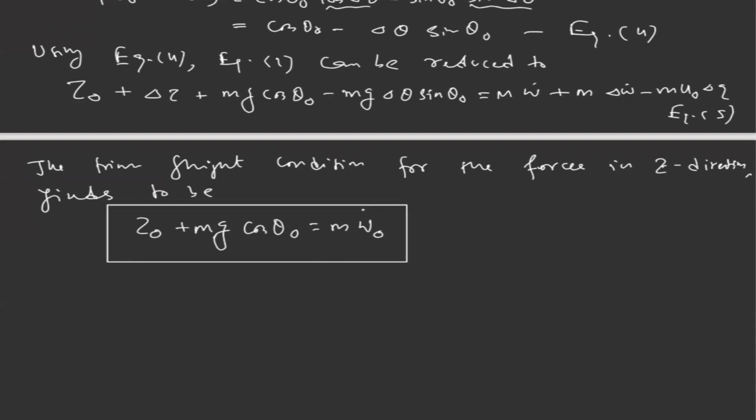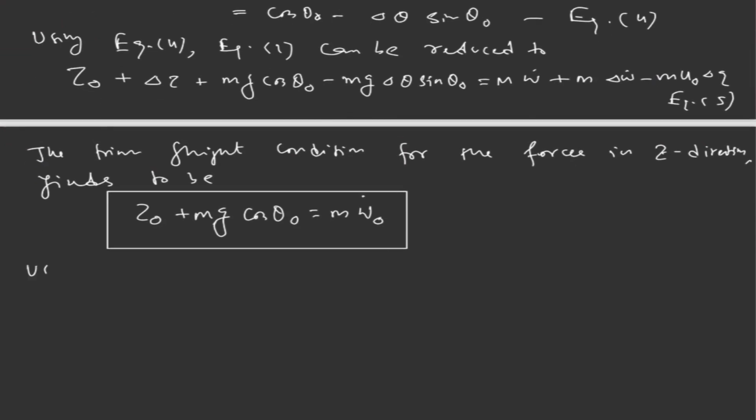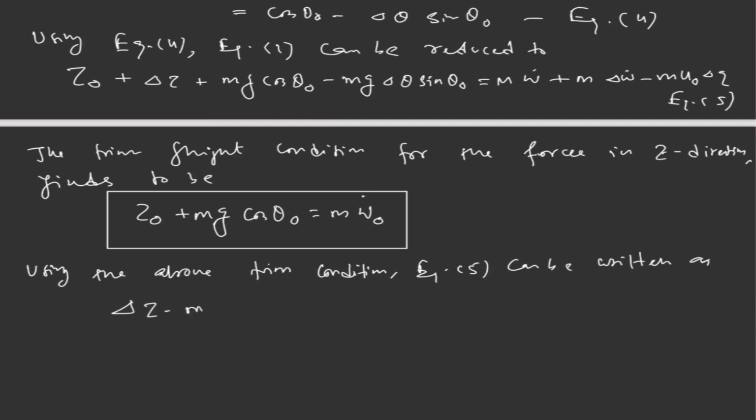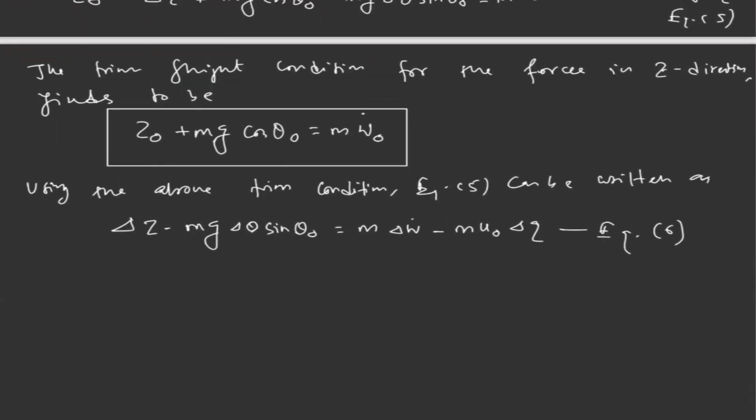Now using this condition, if you substitute in equation 5, equation 5 can be written, using the above trim condition, as: del G minus mg del theta sin theta naught equal to m del w dot minus m u naught del q. So this is the equation number 6.